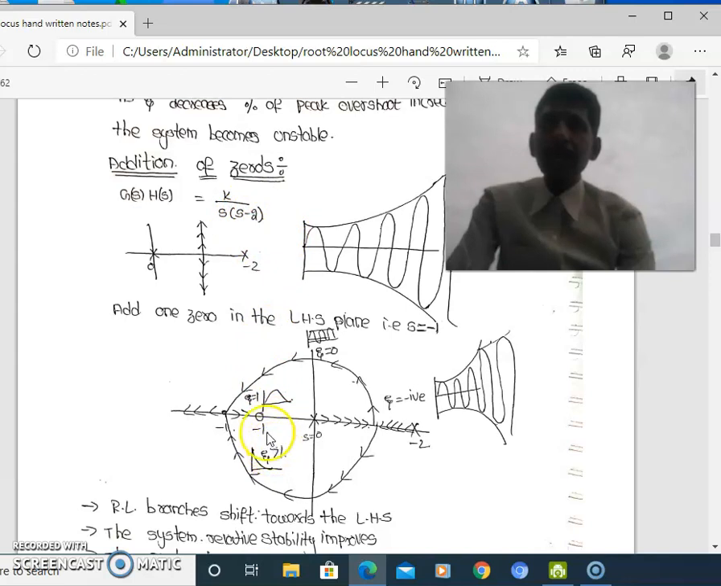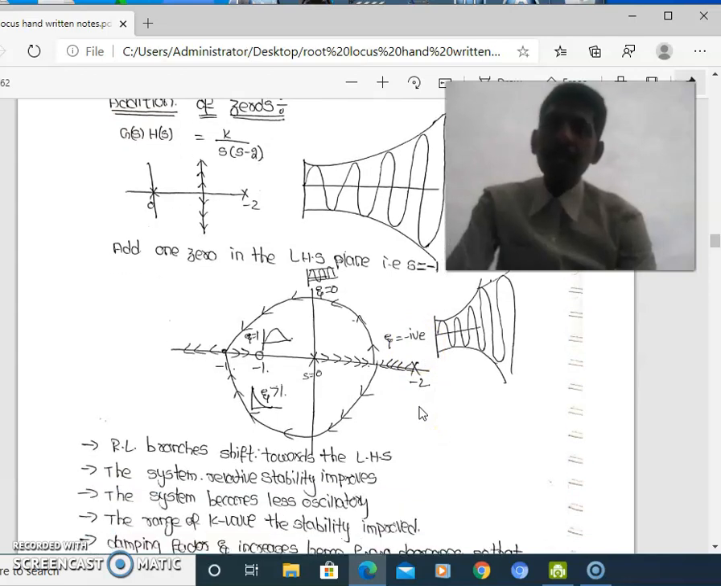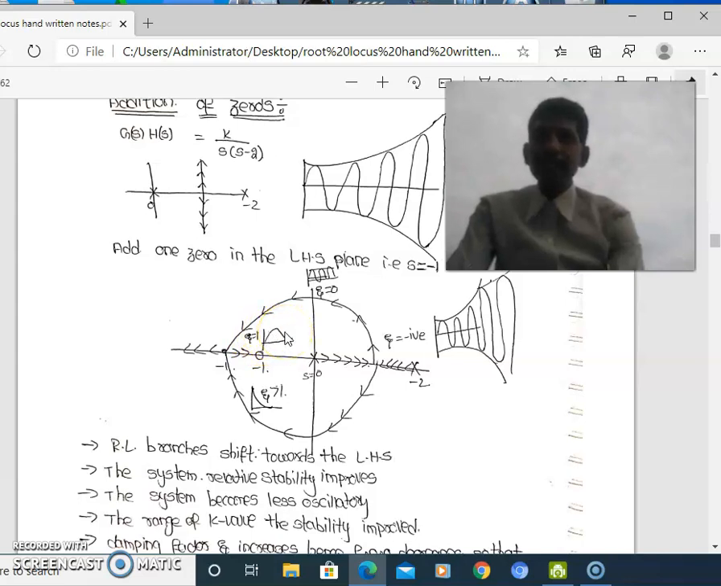second order, that is zeta value. Zeta is equal to 0, you will be getting it like this. Zeta is greater than 0, so a damped response will be there. On this side zeta will be negative. So the root locus branches shift towards the left half of the s-plane. Zeta equal to 0 is undamped oscillations. Zeta negative is unstable. When zeta is greater than 0, a damped response will be there. When zeta equal to 1, you will be getting it as this.